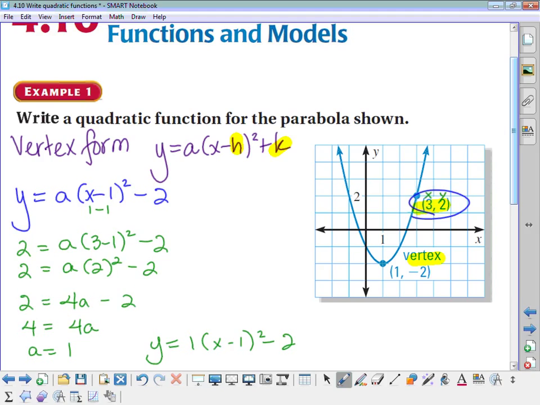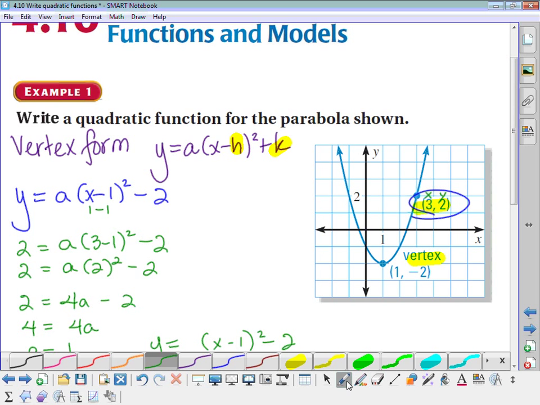So do I need to have that 1 that's out in front of the parentheses? No, it's assumed to be there, so we can get rid of that. We don't have to have it there.